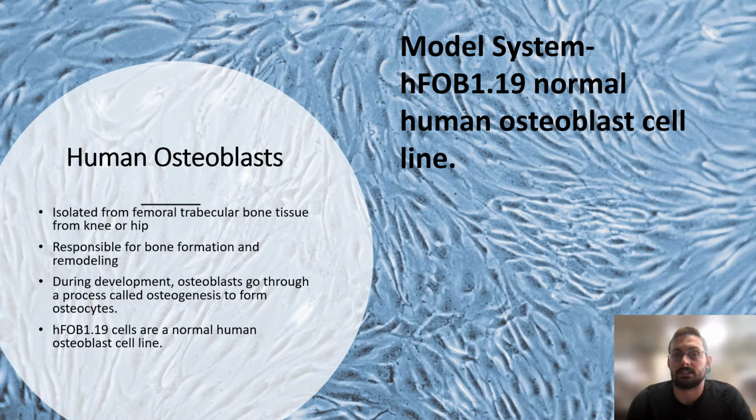Our modeling system that we used for this experiment utilizes the hFOB 1.19 normal human osteoblast cells. Osteoblasts are responsible for bone formation and remodeling. Our cells were isolated from the femoral bone tissue of either the hip or the knee. During development, osteoblasts go through a process called osteogenesis, which forms osteocytes.